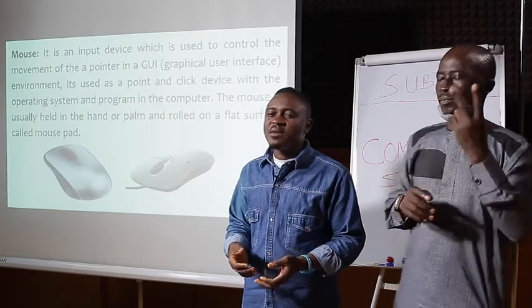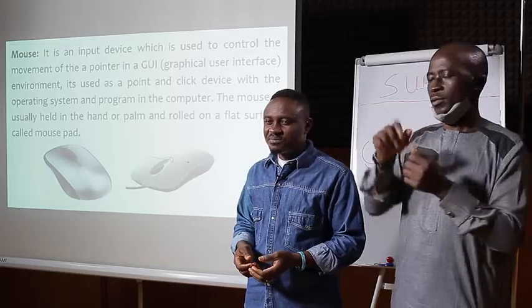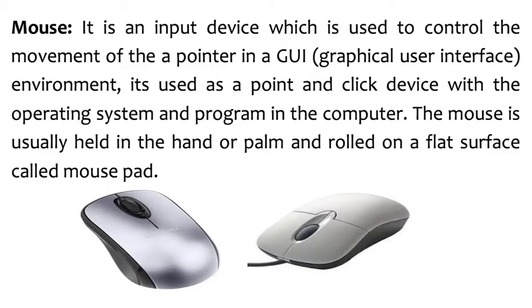Secondly, we'll be considering the mouse. The mouse is an input device which is used to control the movement of the pointer in a GUI, that's the graphical user interface environment of every computer. It is used as a point and click device with the operating system and programs in the computer.